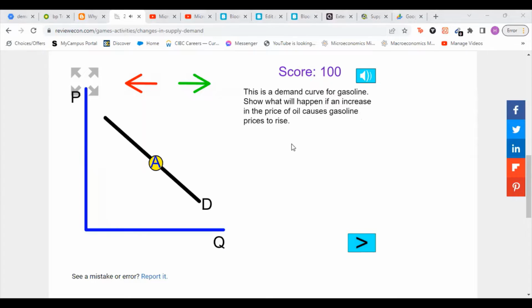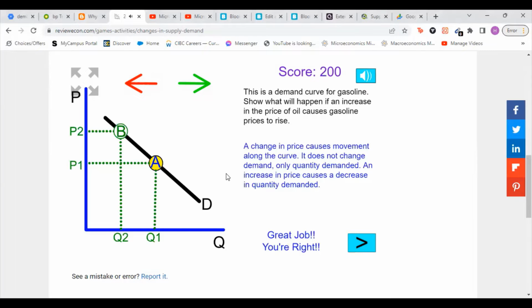And then this demand curve for gasoline. Show what will happen if an increase in the price of oil causes gasoline prices to rise. So we move along the curve because it's price related. If there's anything price related, it's a movement along the curve. So yeah, if the price changes, it just moves along the curve.